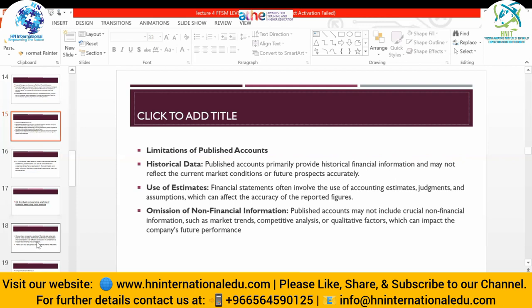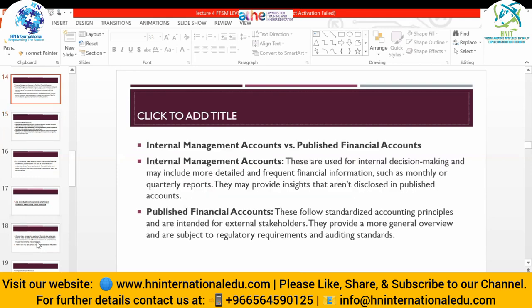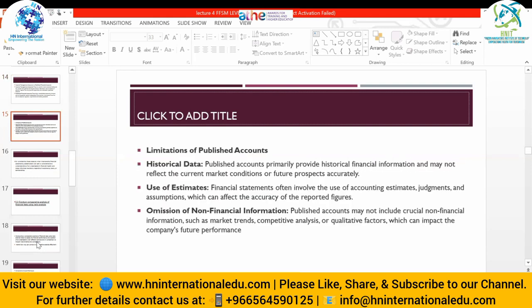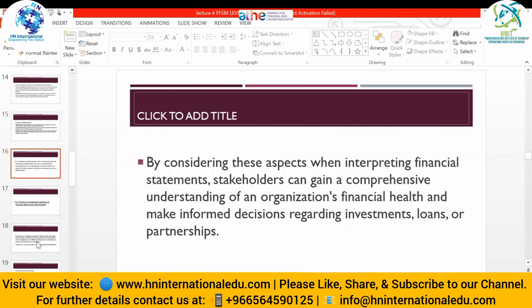Omission of non-financial information. They may not include crucial non-financial information in the published accounts. However, the internal management accounts do include it. What is in the published accounts? Such as market trends, competitive analysis, qualitative factors which can impact the company's future performance. By considering these aspects when interpreting the financial statement, stakeholders can gain a comprehensive understanding of an organization's financial health and make informed decisions regarding investment, loans, or partnership.